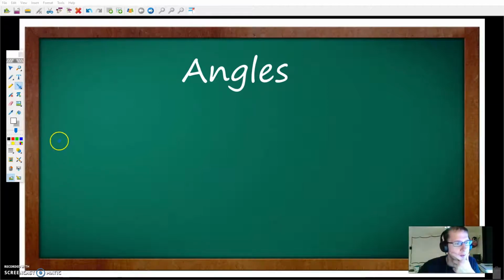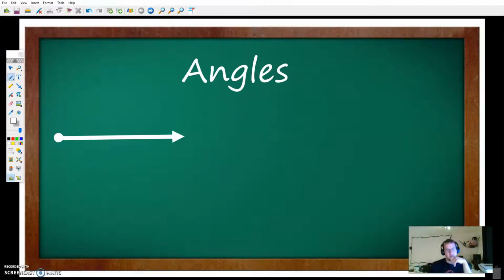Do you remember what that is called? We've got an endpoint on one side and the arrow indicating that it goes on forever in the other direction. What was that called? You remember? It's called a ray.